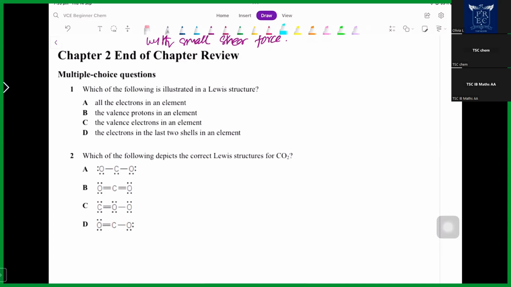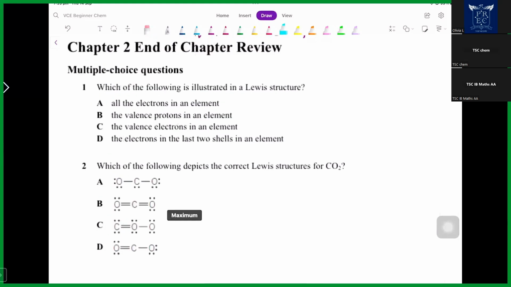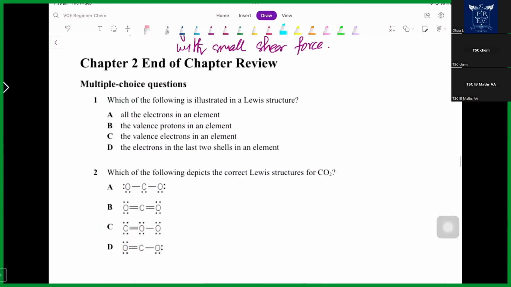Okay, maybe let's quite quickly go through. Which of the following is illustrated in a Lewis structure? So what is the main focus of Lewis structure? Is it all the electrons or is it valence protons? Cannot be protons. Valence electrons, or electrons in the last shell. Yes, valence electrons. The key point here is valence electrons.